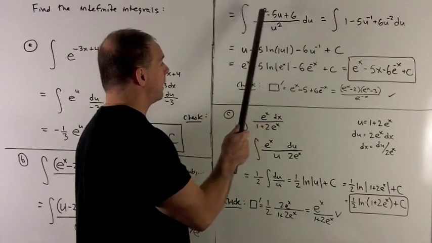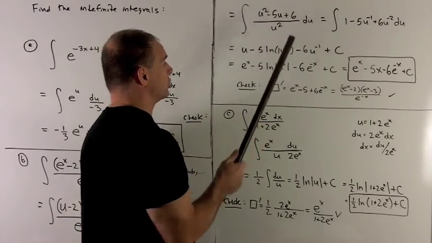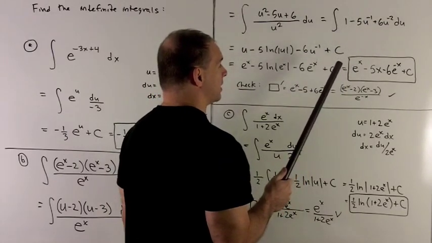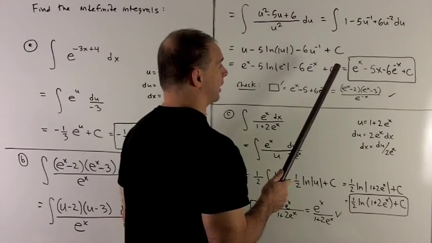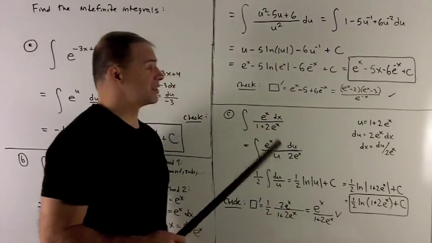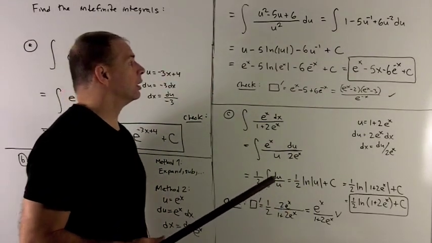Okay, I expand the top now, and I divide u squared into each term, leaving me with this. And we put our exponents up as minus signs, because that way it'll be easier to take any derivatives. So 1 minus 5u to the minus 1, plus 6u to the minus 2 du.